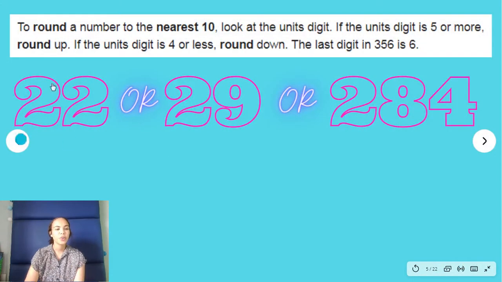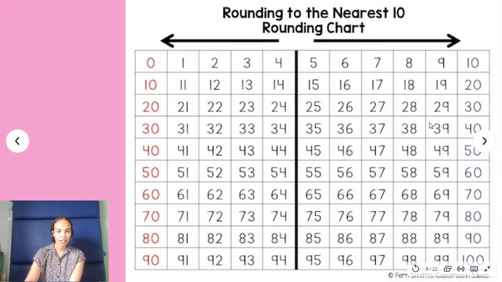If we're going to do the same rules, we know this is the tens column. The 2, is that 5 or more? Nope, so that rounds to 20. Tens column, got a 9 in the units column. Is that 5 or more? Yes. Increase it by 1. That rounds to 30. 284, I need to round it to the nearest 10. If this is 5 or more, then it increases, but it's not. So 280.